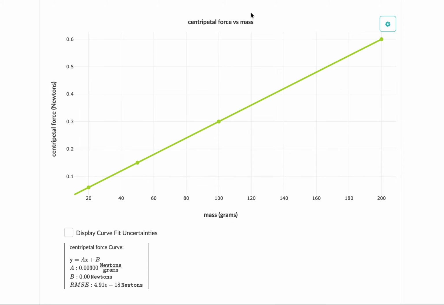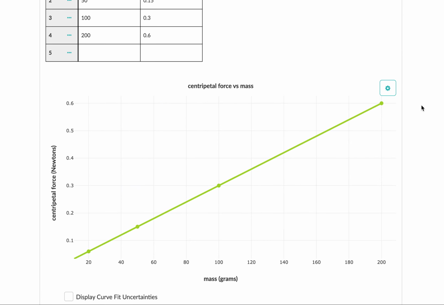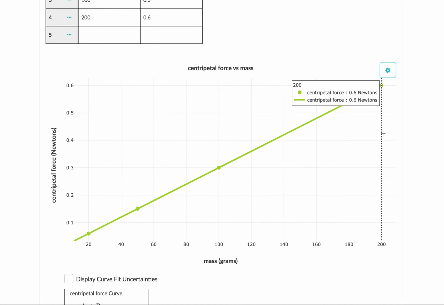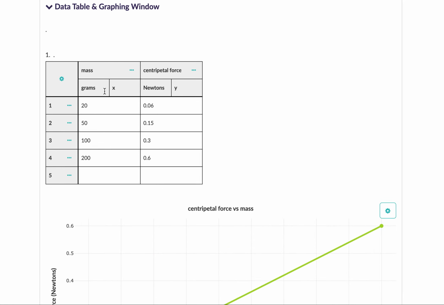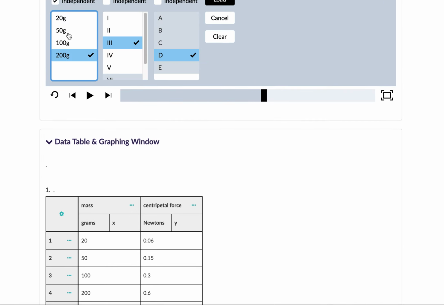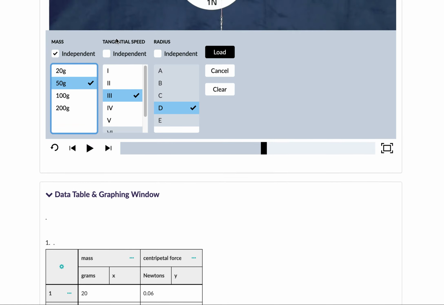So what you'd want to do is screenshot this, and then since there isn't another window for another graph, you're then going to make a new graph. So you can either go through and delete all of this and then move on to the next experiment, which would be to now keep the mass constant, maybe at like 50 grams or something, changing your independent variable now to speed. So let's say maybe at 50 grams, and now going through the speeds, and then keeping your radius constant, maybe sticking with radius d, but now making only changes to speed.